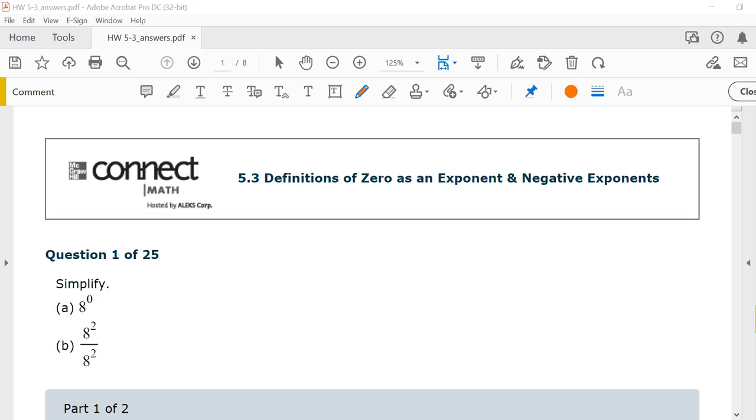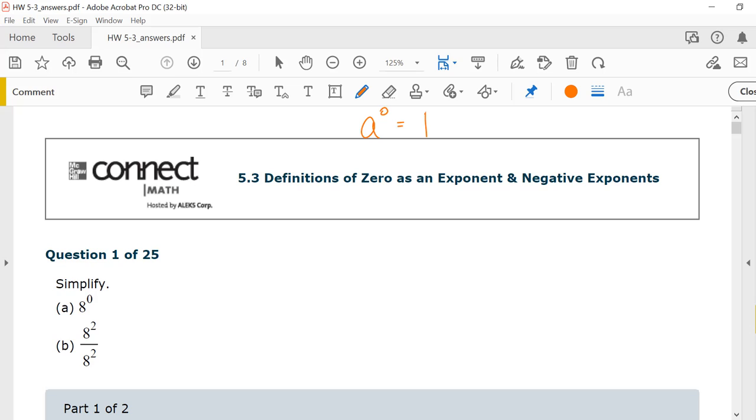Okay, we're going to do section 5.3, definitions of zero as an exponent and negative exponents. Before we go there, a couple of rules. Anything to the zero power is 1.